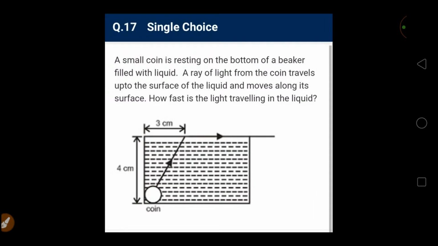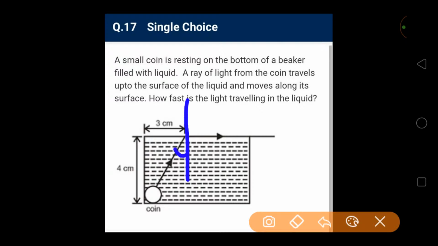Of a beaker filled with liquid, a ray of light from the coin travels up to the surface of the liquid and moves along its surface. It grazes over the surface. How fast is the light traveling in the liquid? So grazing means this should be the critical angle C. This is 90 degrees. This is mu, we don't know what it is. And this we know, R. So if this is C, this is also C.